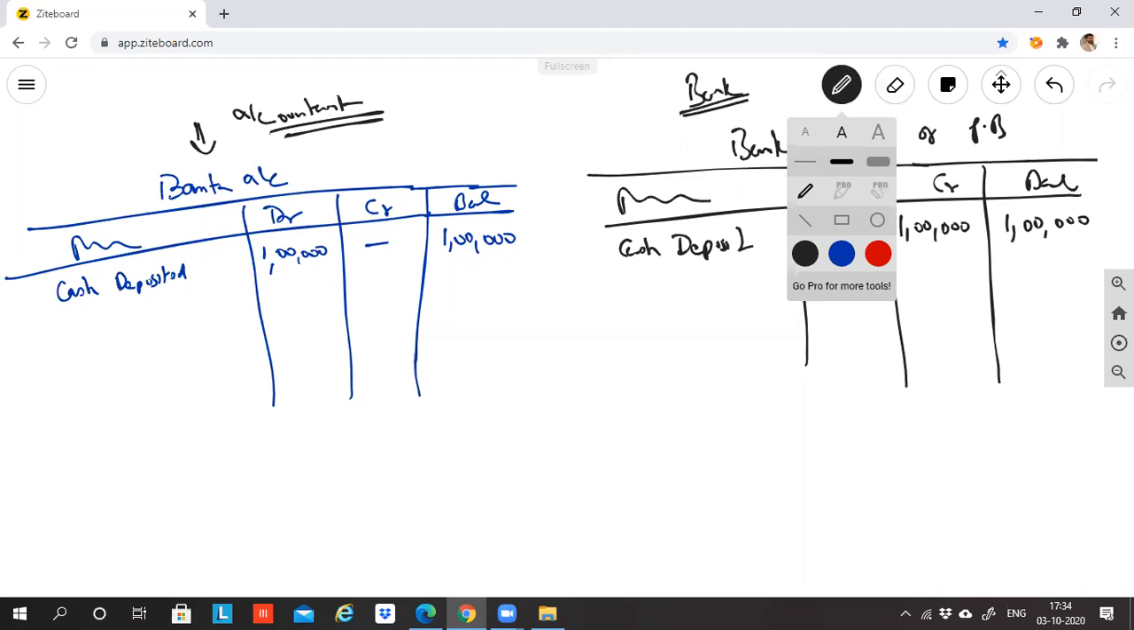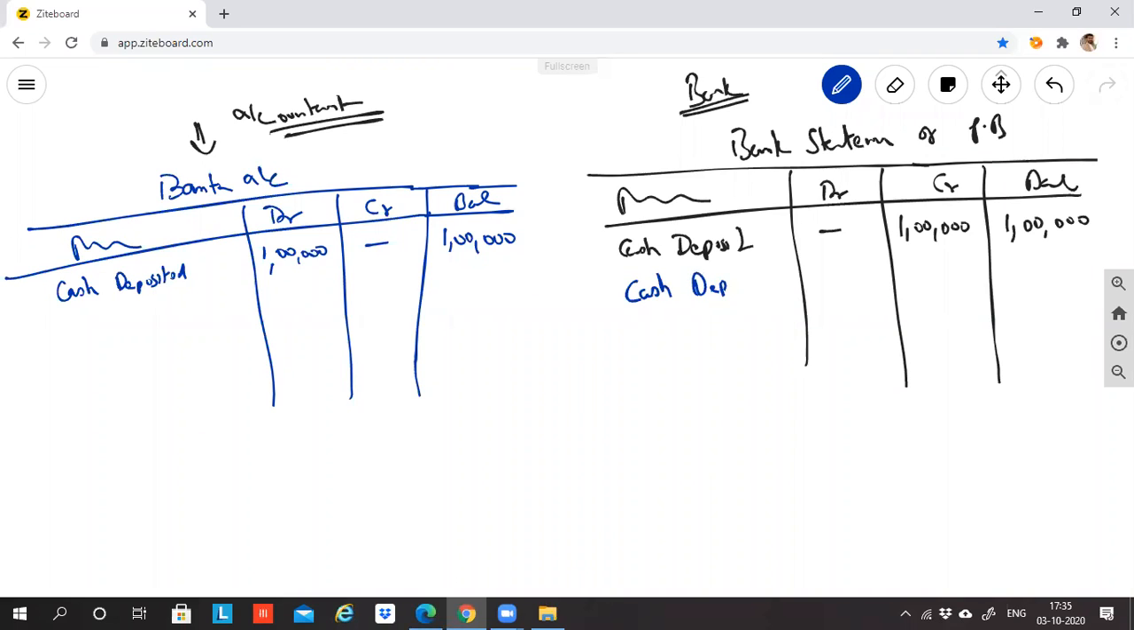Now, guys, let's suppose that there is one particular customer who has deposited the money into your bank account directly without informing you. So can I say, again a cash deposit will come here. Let's say 50,000 is deposited. Now what will be the balance, guys? It will become 1,50,000 rupees. Yes or no?